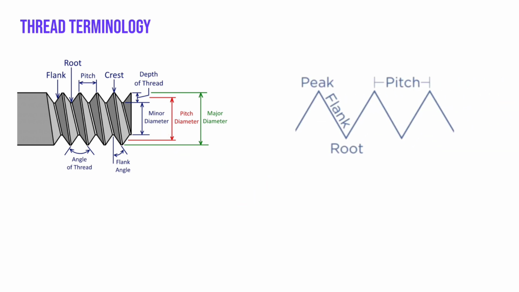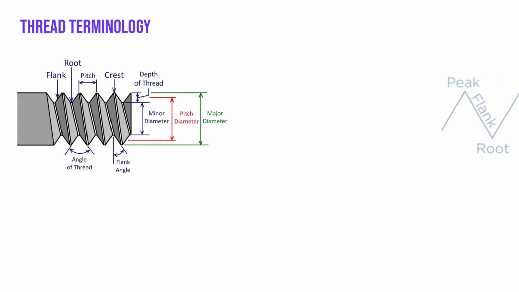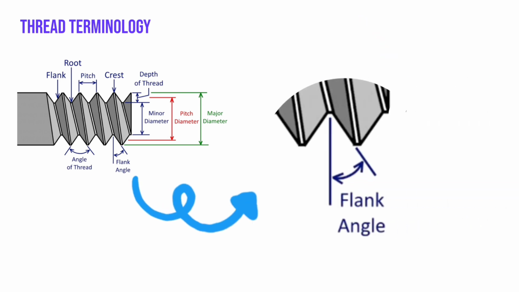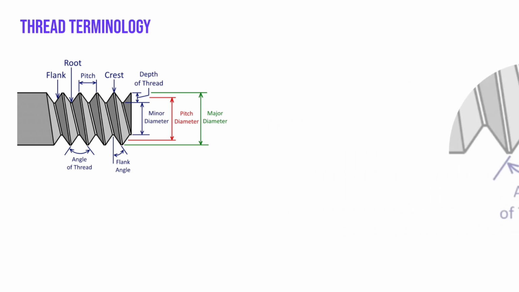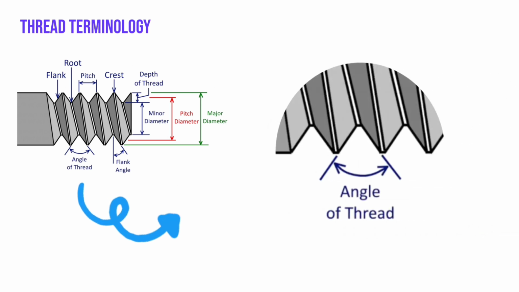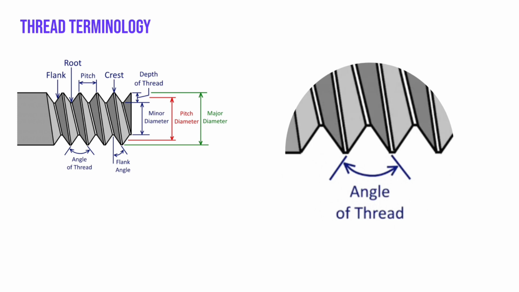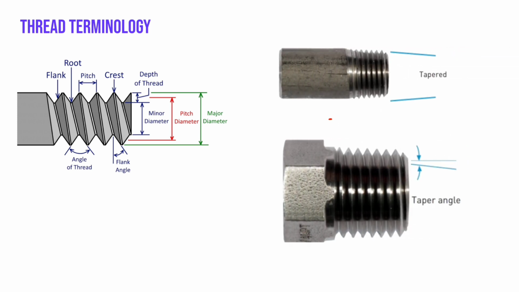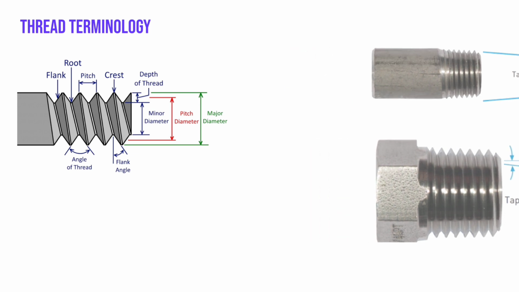Pitch is the distance between thread peaks along the length of the fitting. Flank angle is the angle between a flank and the perpendicular to the thread axis. Angle of thread is the angle between two adjacent flanks measured in the axial plane. Taper angle is the angle between the taper and the center axis of the thread.